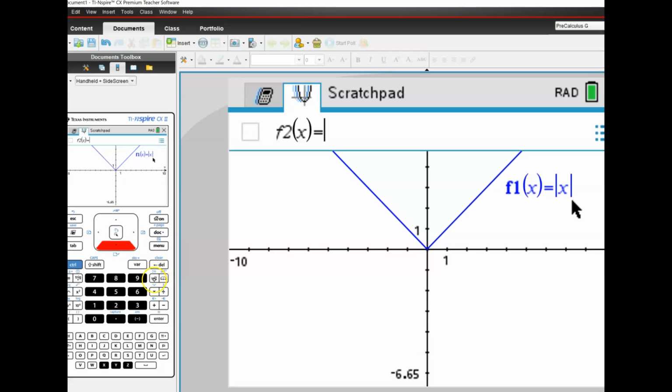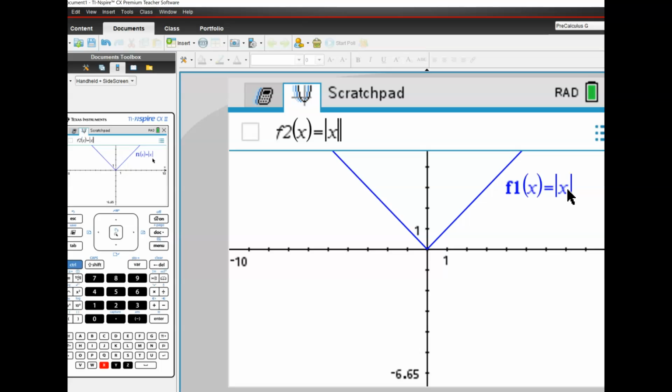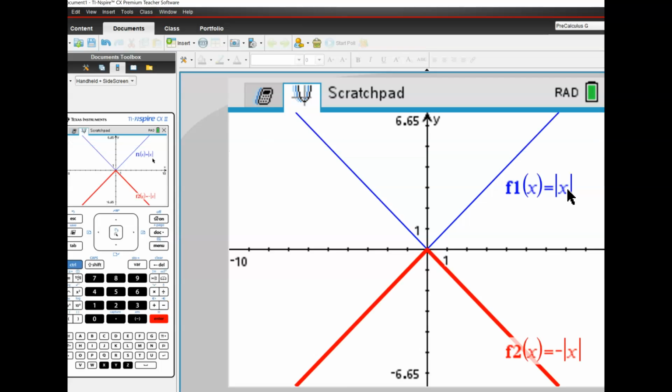Push the template key again, reach over where we have absolute value. I put an x inside, but this time I had to scroll to the left between the equal sign and the absolute value and put a negative. Because remember, we're trying to graph absolute value of x and negative absolute value of x. Weird.